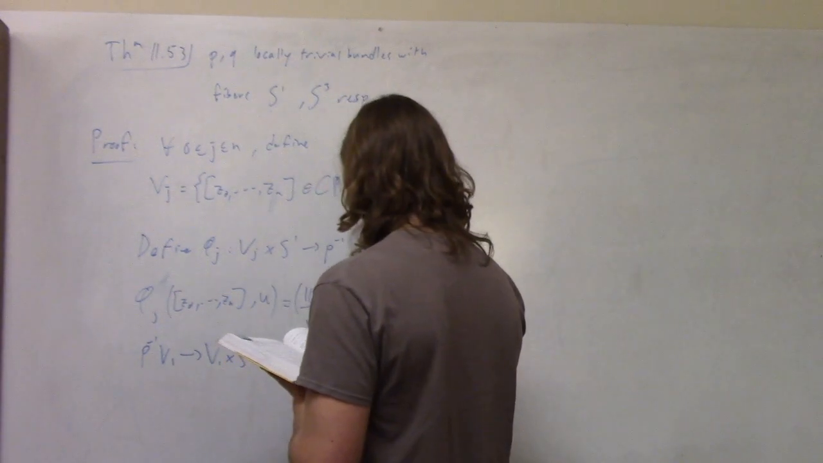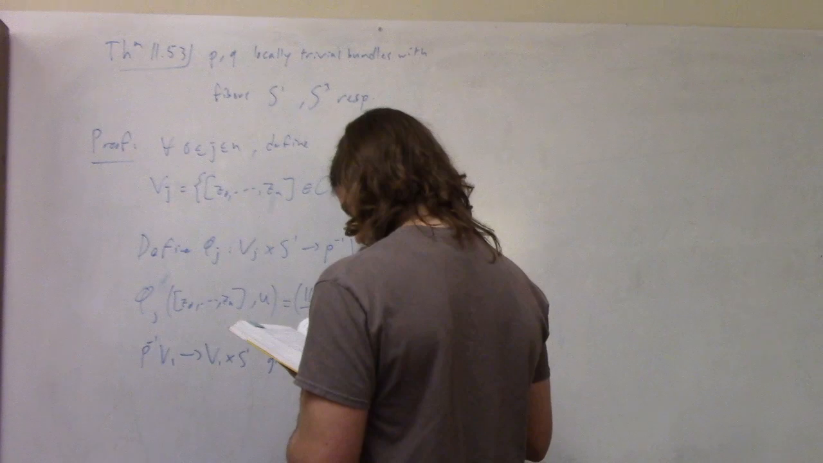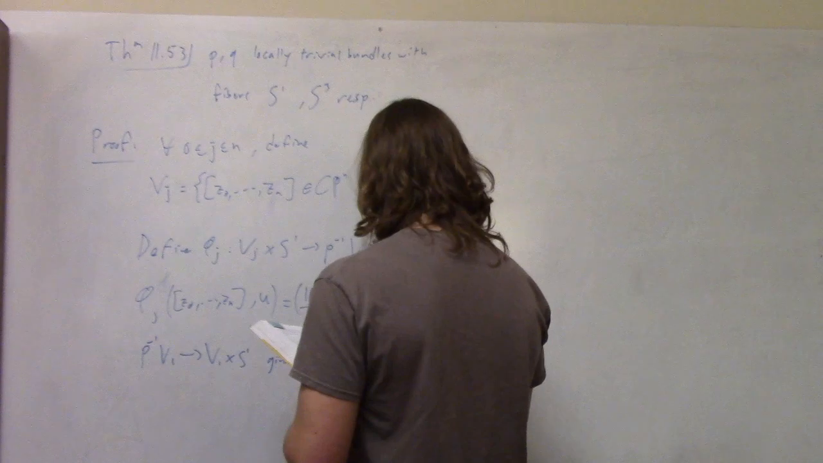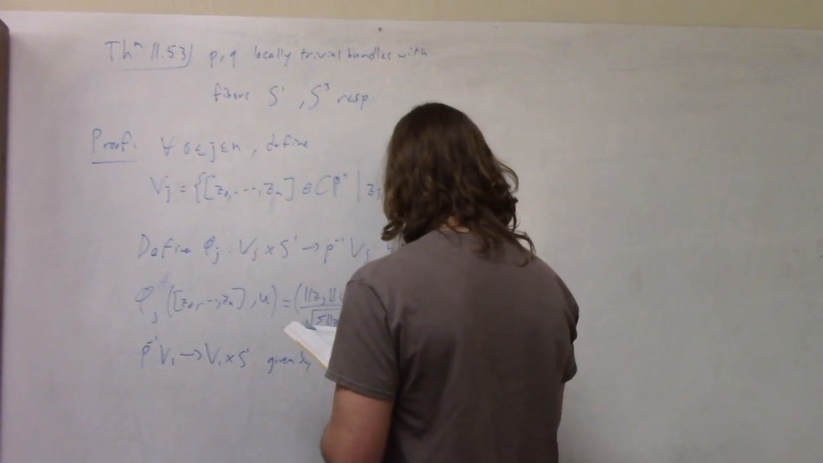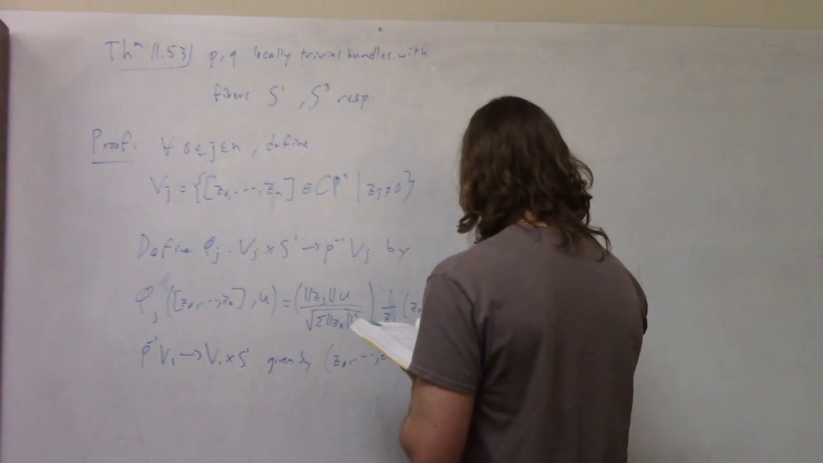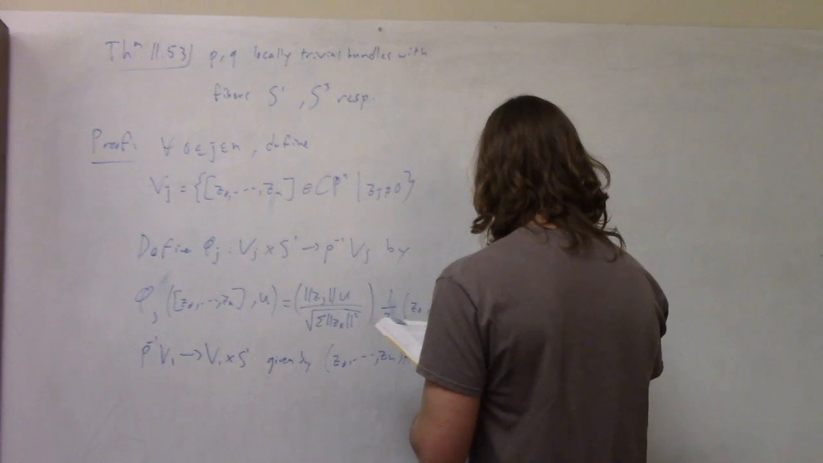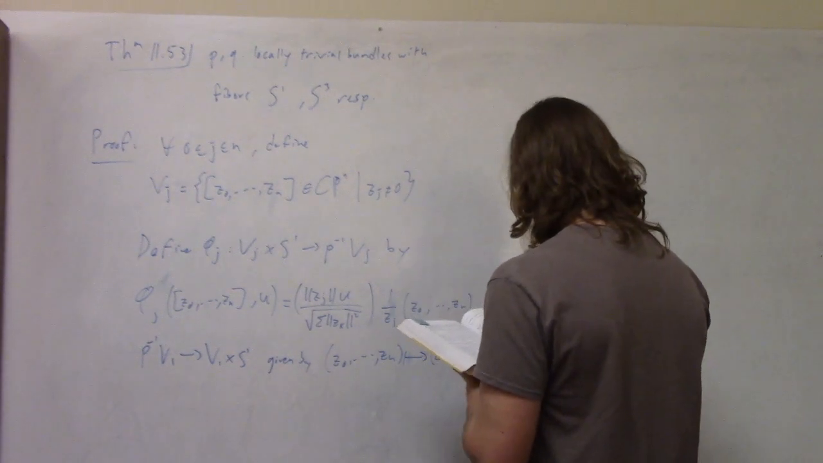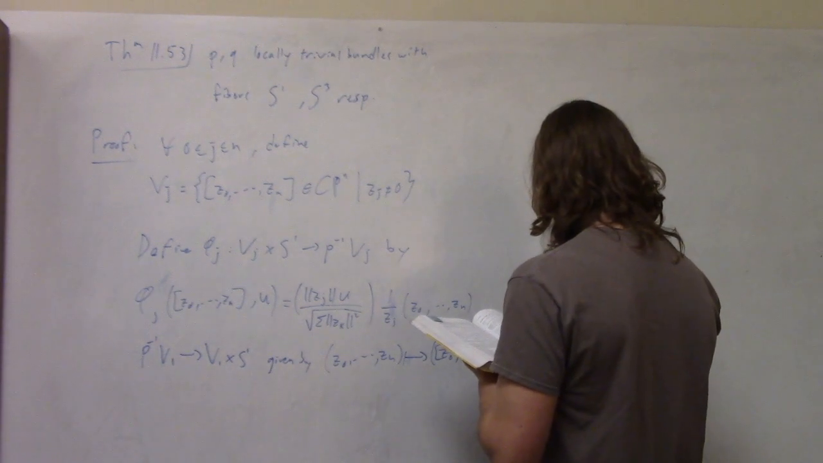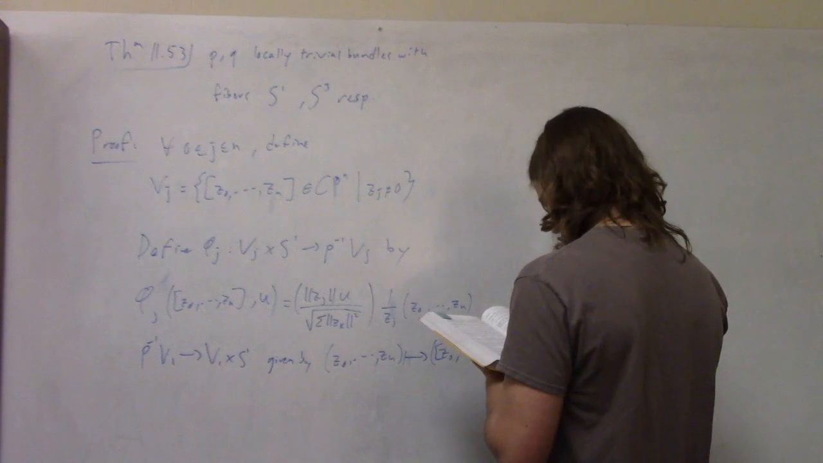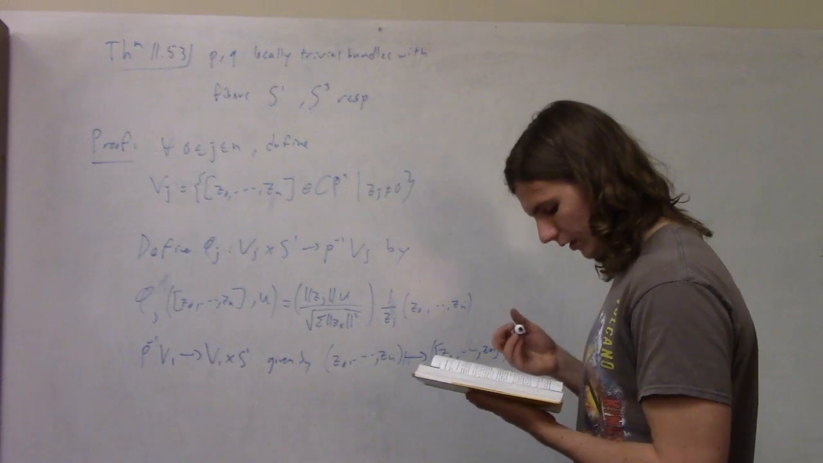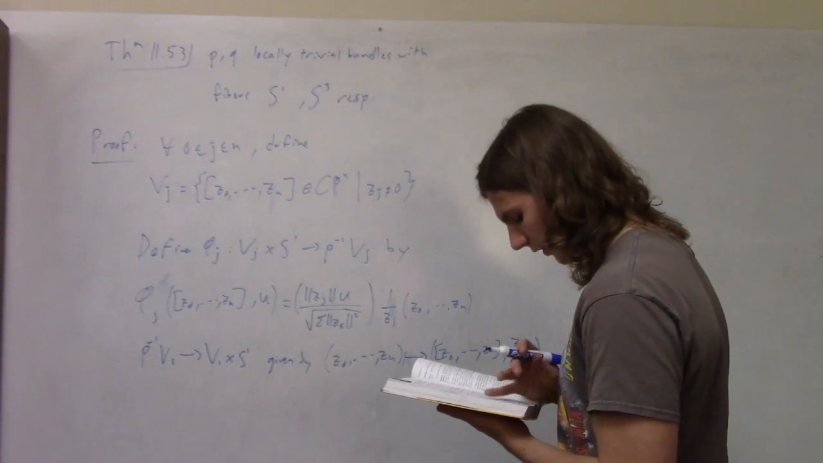So we have this map, this inverse map. Let's see, given by z naught through zn maps to its equivalence class and the normalized zj. Man, engineers are angry when they calculate. So that tells us that phi j is a homomorphism.